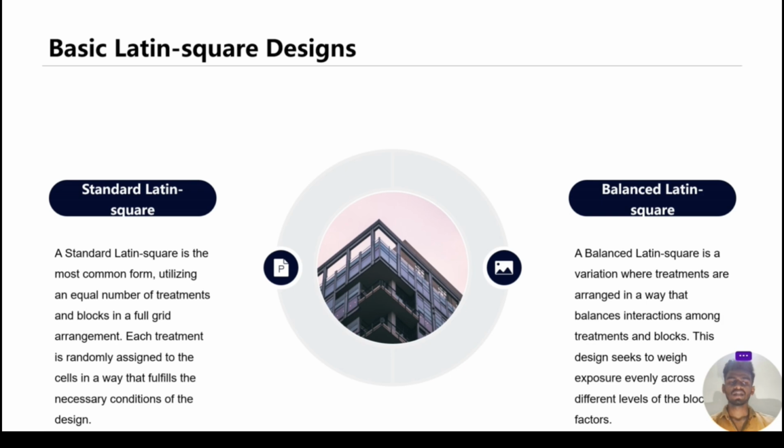Balanced Latin square. A balanced Latin square is a variation in which treatments are arranged in a way that balances interactions among treatments and blocks. This design seeks to spread exposure evenly across the different levels of the block factor.